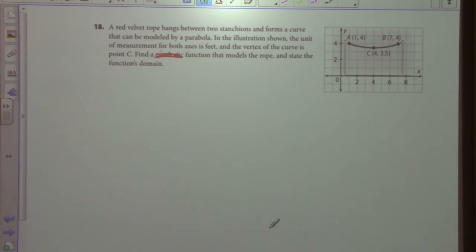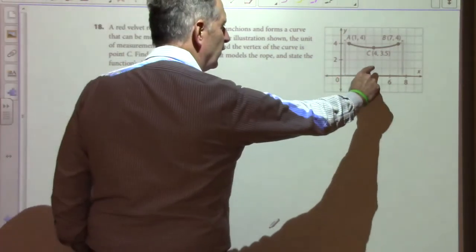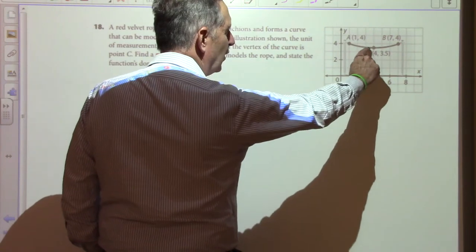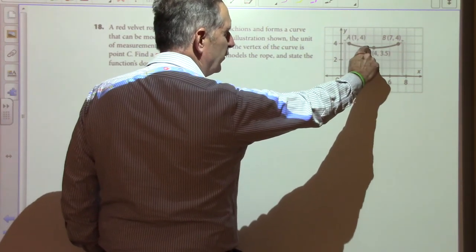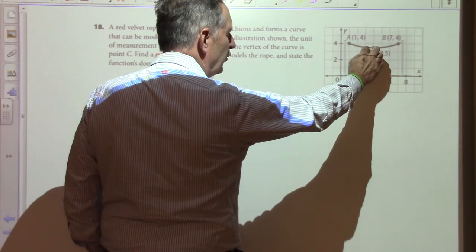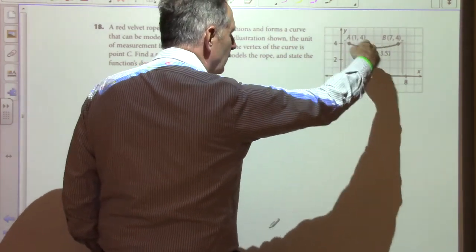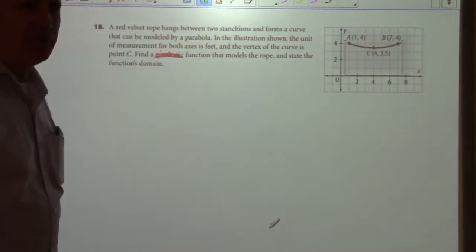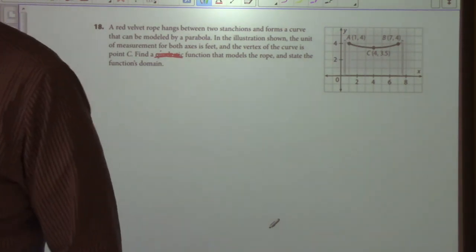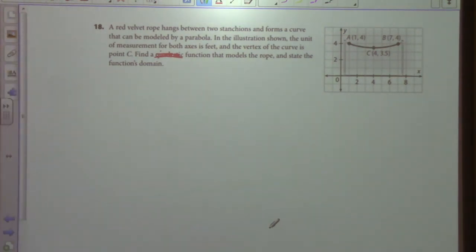And really, it could have been another point. If we knew this input value for 3,6, let's say it is, we could use that too. So any other point besides the vertex, we would use and be able to find it by the equation, the function.